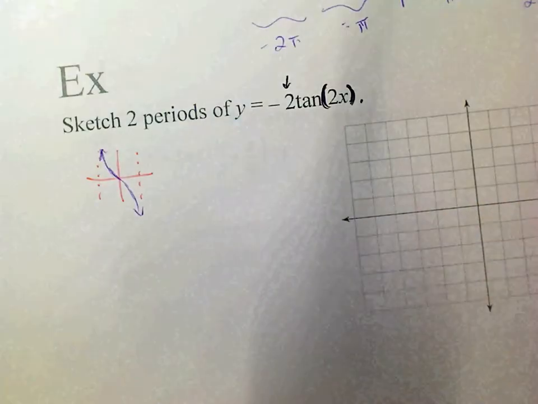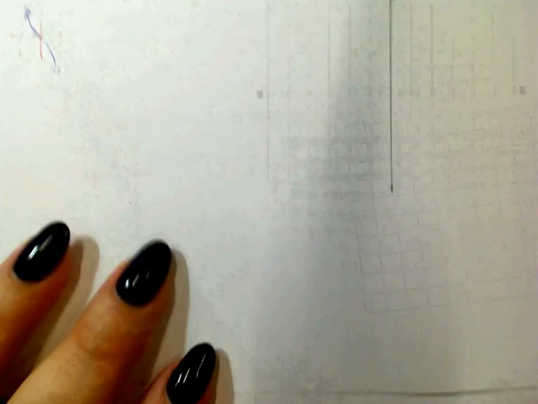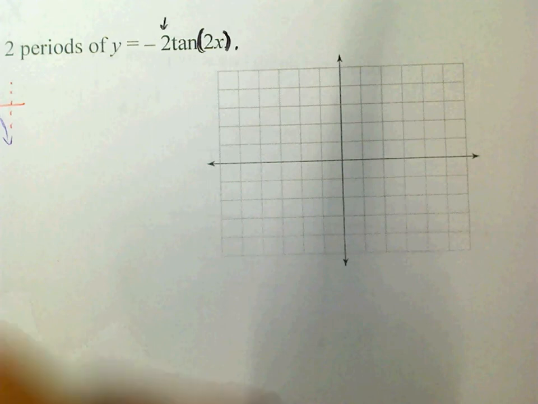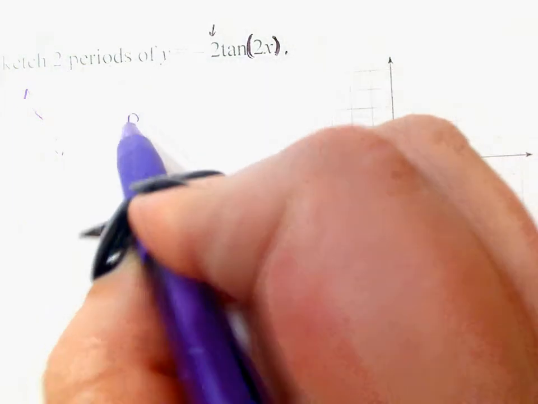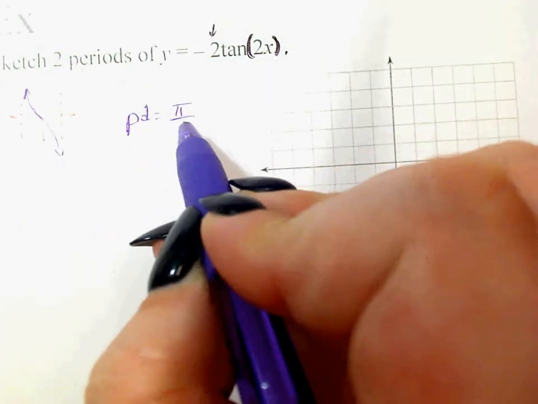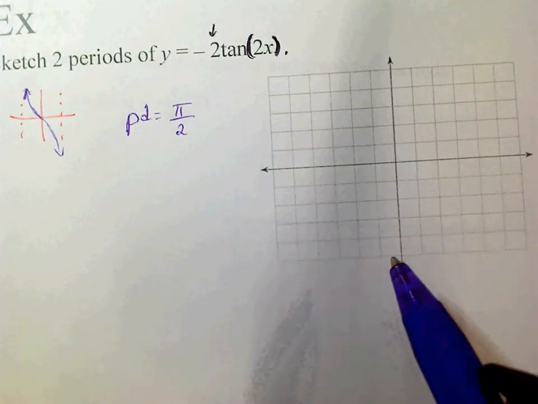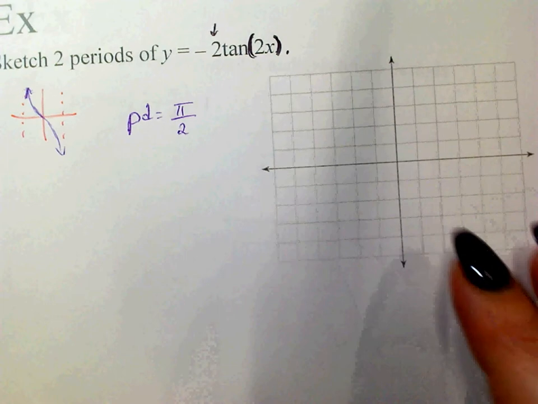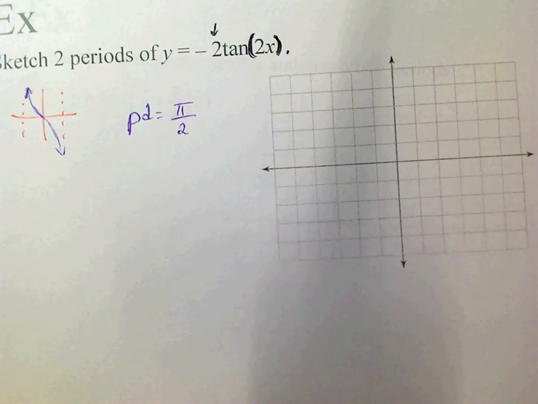Okay, so before I sketch the actual wave, I need to figure out the period, and I need to figure out my scale. So, how do we figure out the period? Period is pi over b. B is 2, so pi over 2 is the period. Do you guys want to take 2 tick marks, or do you want to span 2 or 4? Okay, let's do 4. So that means this is going to be one of my vertical asymptotes, and that's going to be my other one.